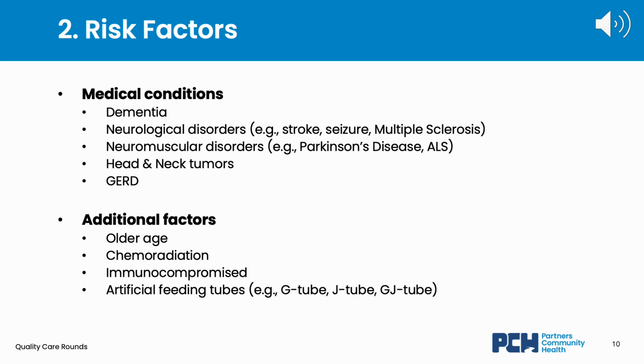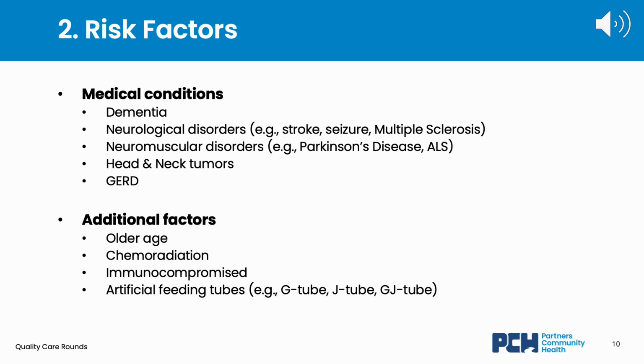Some other factors include older age, related to cognitive changes that may affect swallowing and cause muscle weakness. Also, any condition that increases the volume or bacterial burden of the oropharyngeal secretions when the host defense mechanism is impaired may lead to aspiration pneumonia. So, residents that previously had chemoradiation or are immunocompromised are at risk.